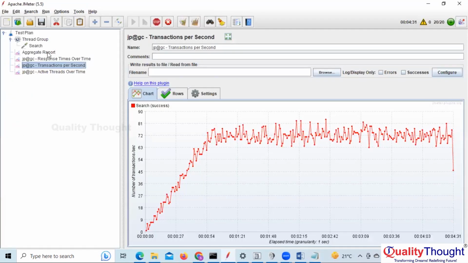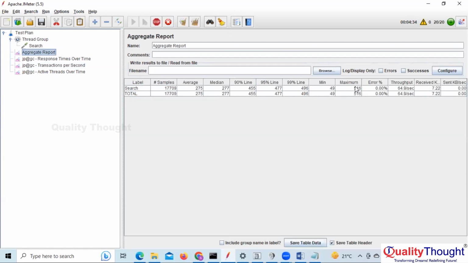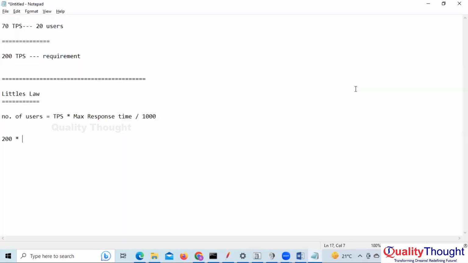In this particular scenario, you ran the test and your max response time is around 516 milliseconds, right? So your max response time is 516 milliseconds divided by 1000. What is 516 divided by 1000? It will be around 0.5, right? So what is 0.5 into 200? It is 100. So in order to achieve 200 transactions per second, with how many users do you need to run? 100 users. So this is how you need to calculate.